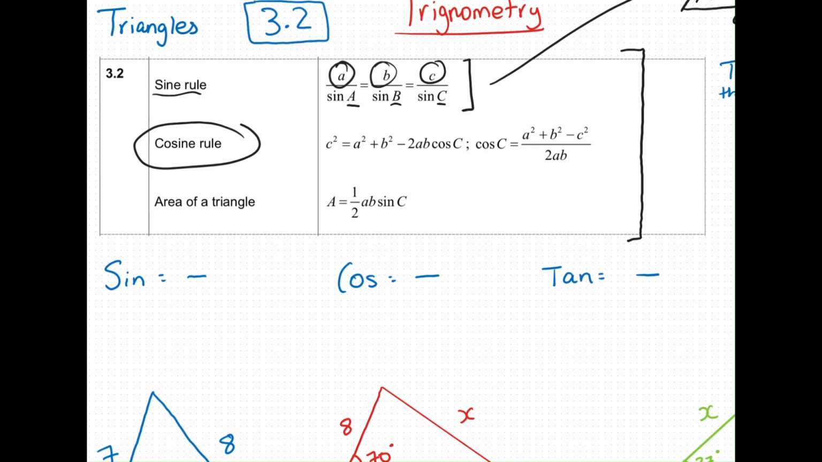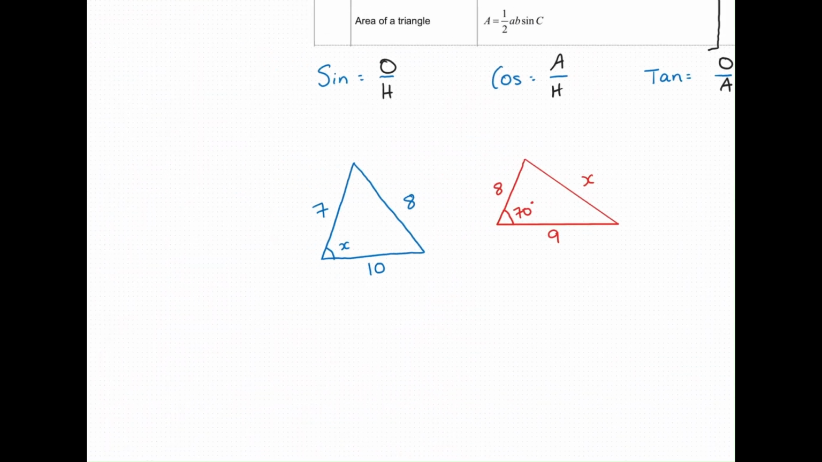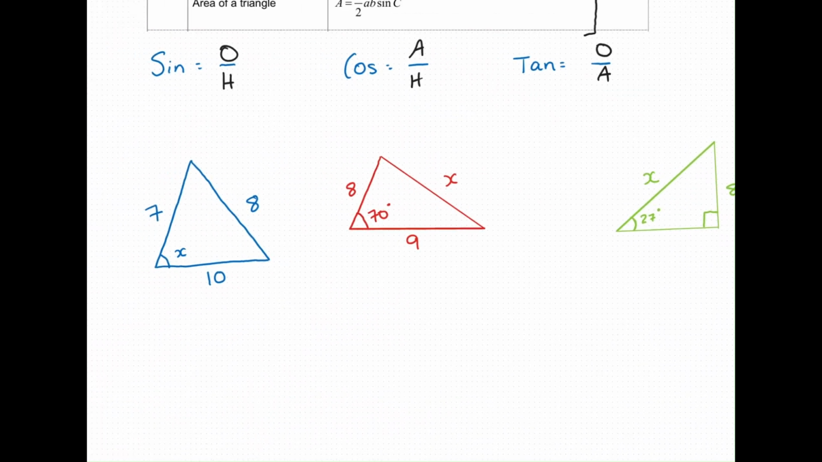Looking at right angle triangles, you should have known this from your previous learning. Sine is equal to opposite over hypotenuse, cos is adjacent over hypotenuse, and tan is opposite over adjacent. Here's a practice question, which I'll work through with you.